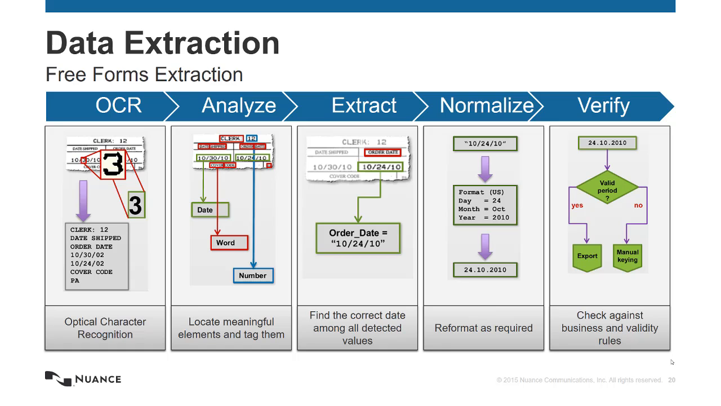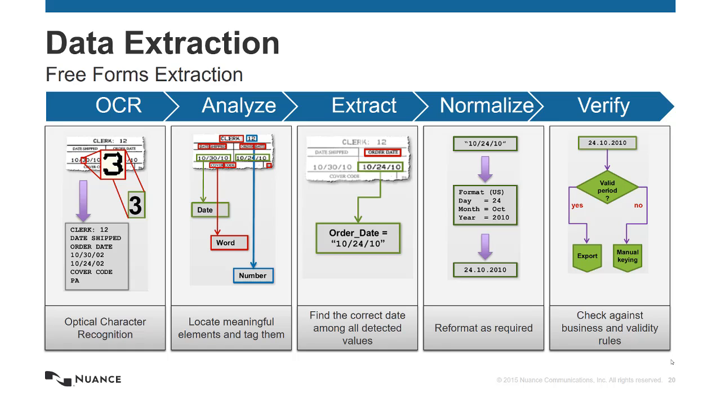Data extraction and freeforms extraction follows a standard step of processes. The OCR engine, the optical character recognition, converts the image into a machine readable format. This is then analysed using the intelligent character recognition to locate meaningful elements and tag them, to understand that a date is a date, a word is a word, and a number is a number.